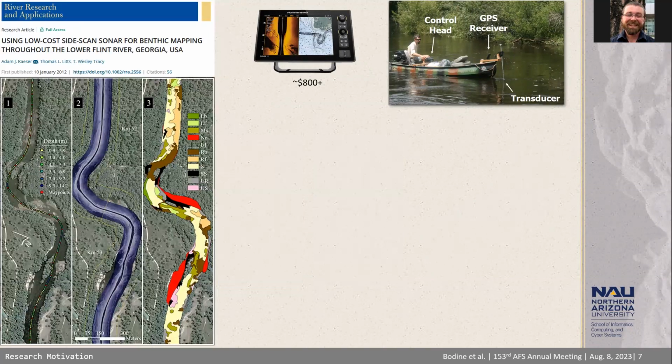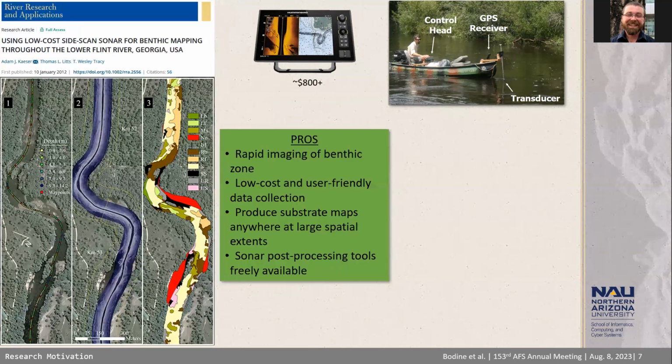Kaiser and Litz then used visual interpretation to identify different features and substrates in the sonar image. Polygons are then manually delineated around substrate patches, resulting in a seamless map of substrate distribution. This approach provides rapid imaging of the benthic zone with a straightforward data collection, an ability to map substrates everywhere, and the processing tools are freely available.